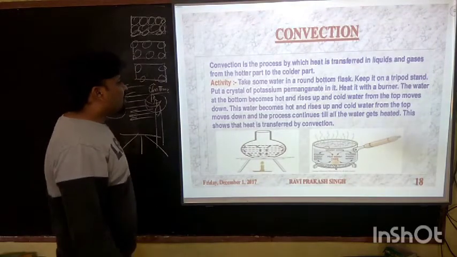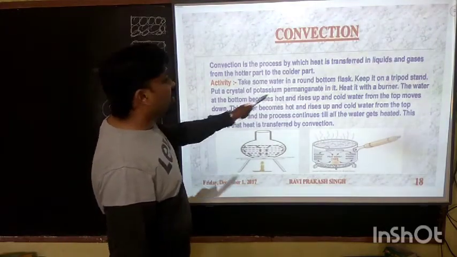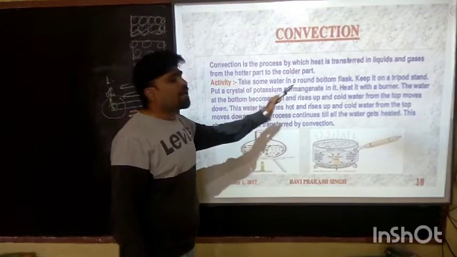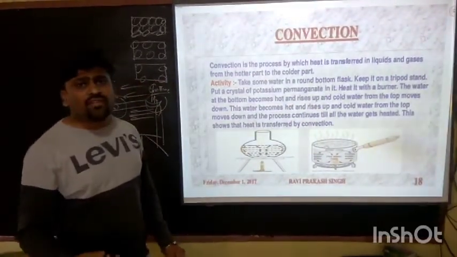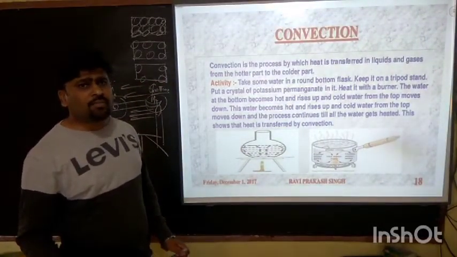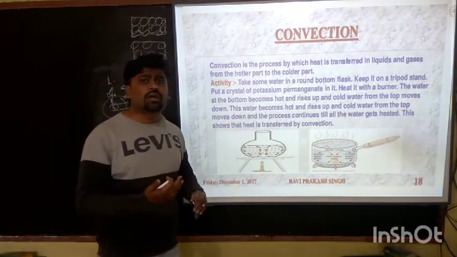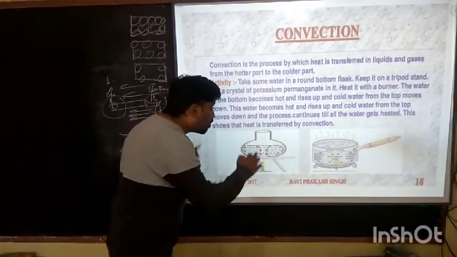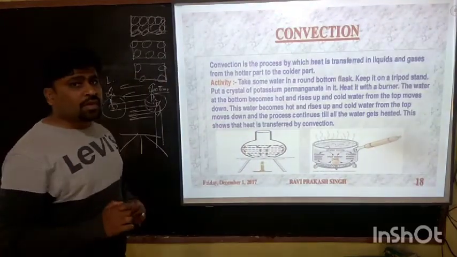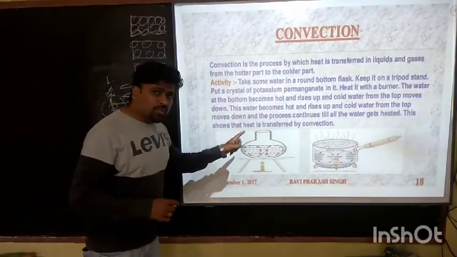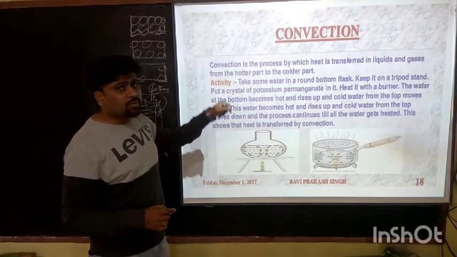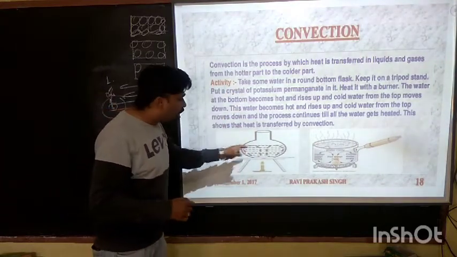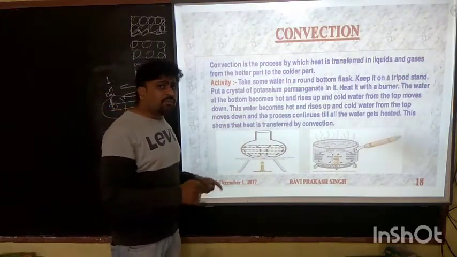Clear? And as it is, we are adding some chemical, that is potassium permanganate. Why we are adding potassium permanganate means we can neatly observe the transfer of heat in the round bottomed flask. Clear? Now it is a round bottomed flask. Inside the round bottomed flask, it is completely filled with water. Clear? Now I start heating.